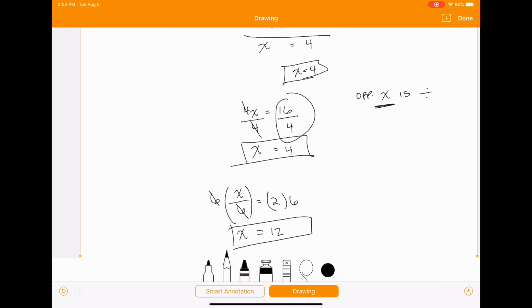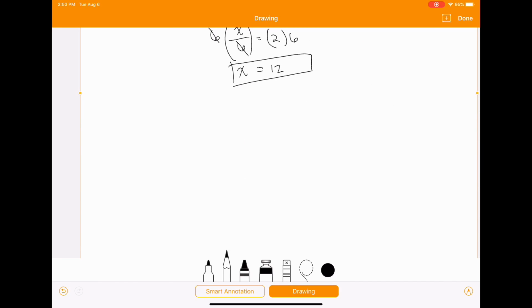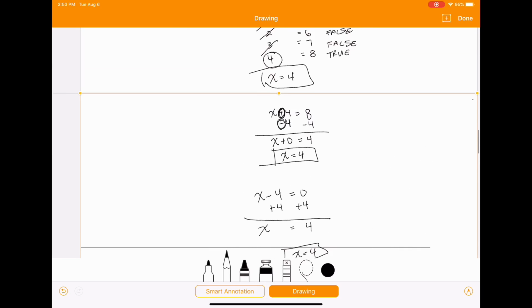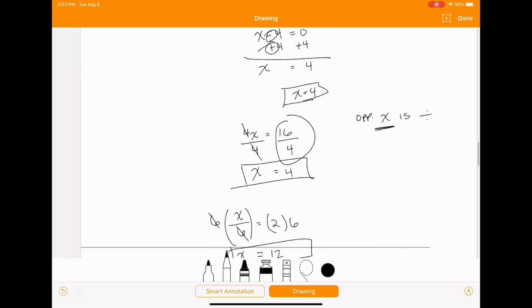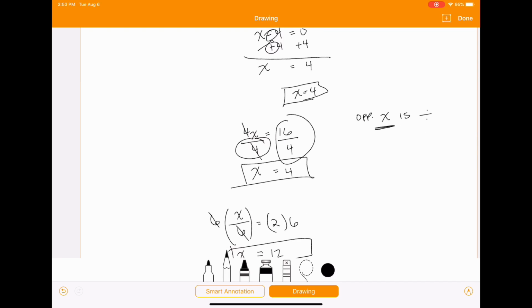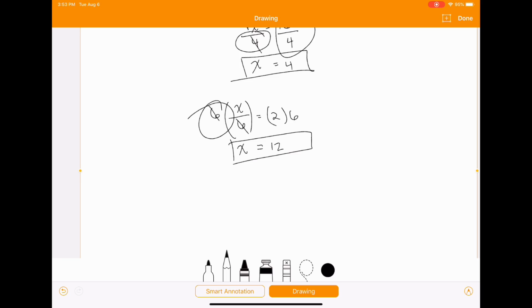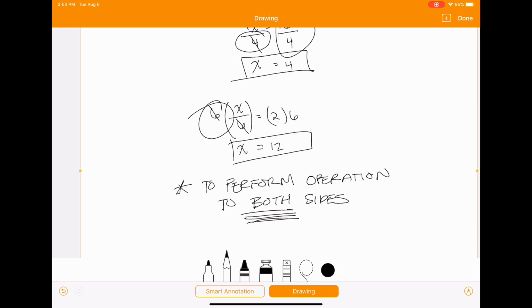And it's really as simple as that. So again, if you have addition, you want to do subtraction. If you have subtraction, you want to do addition. If you have multiplication, you want to do division. If you have division, you want to use multiplication. And then it's really important to remember to perform the operation to both sides. Otherwise, you're going to get the wrong answer.